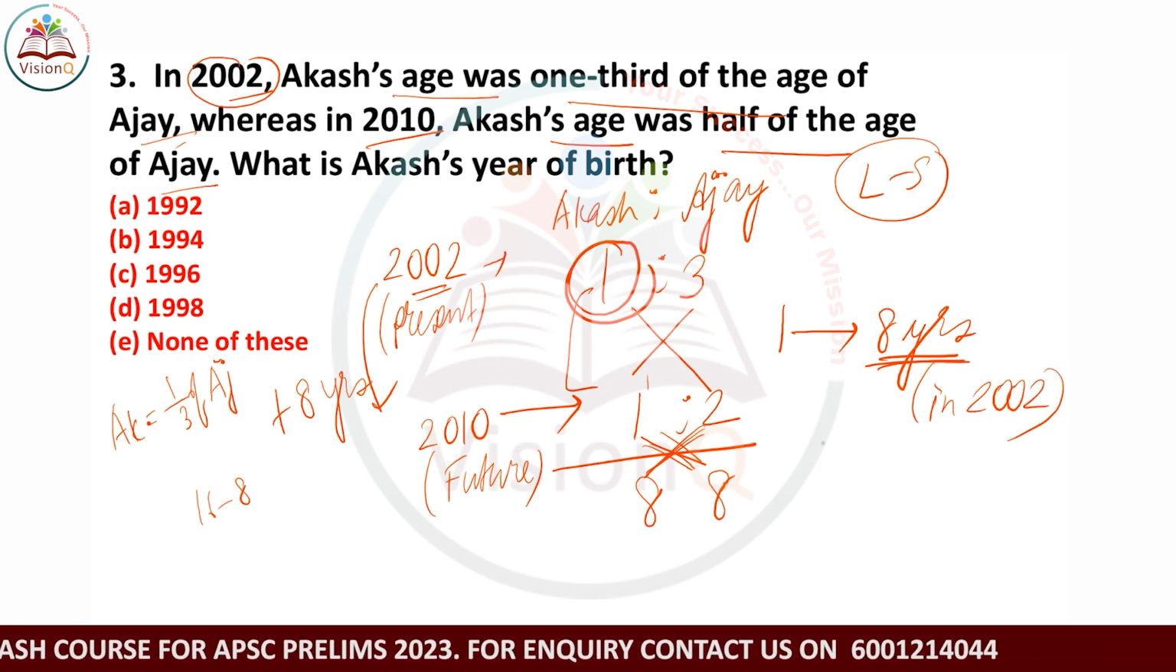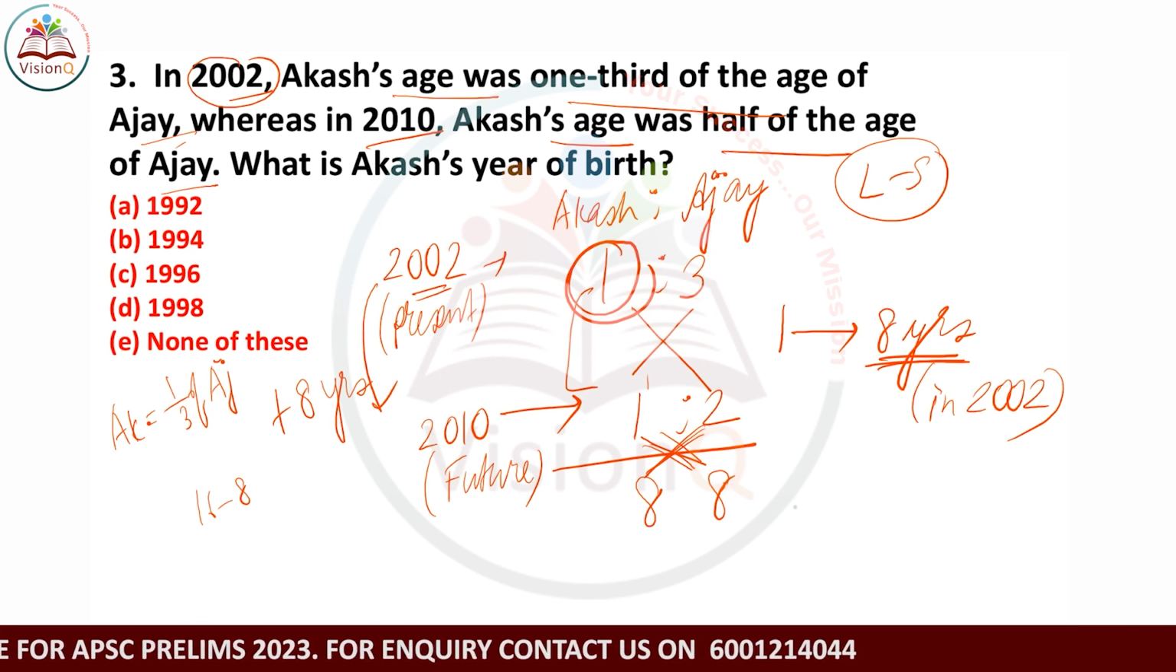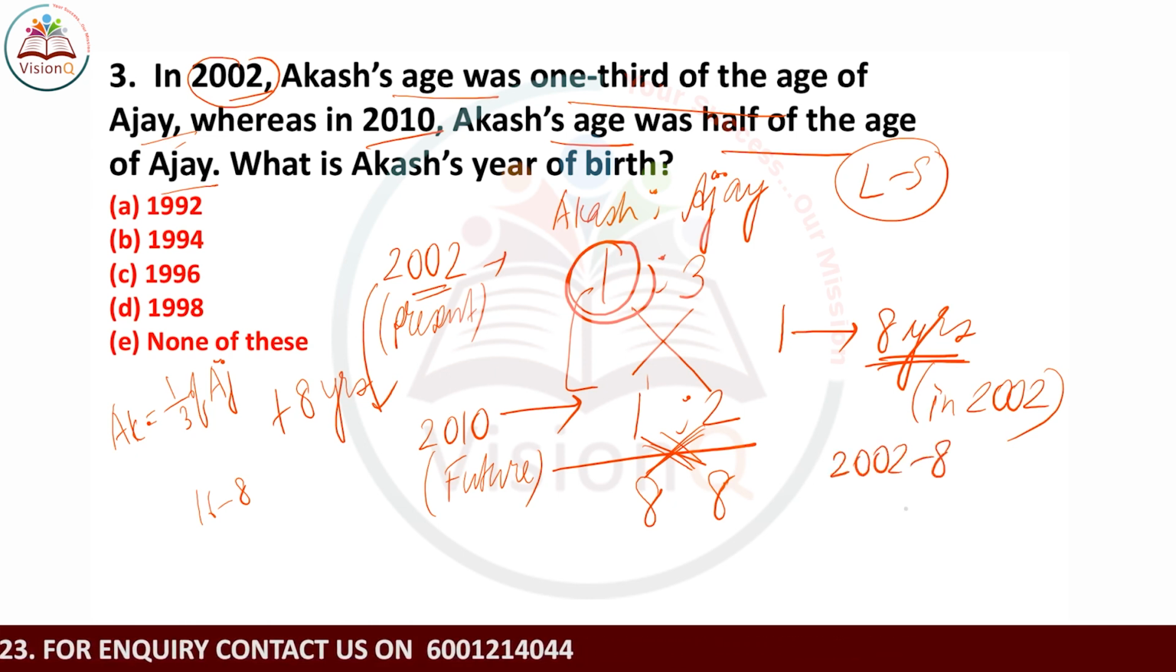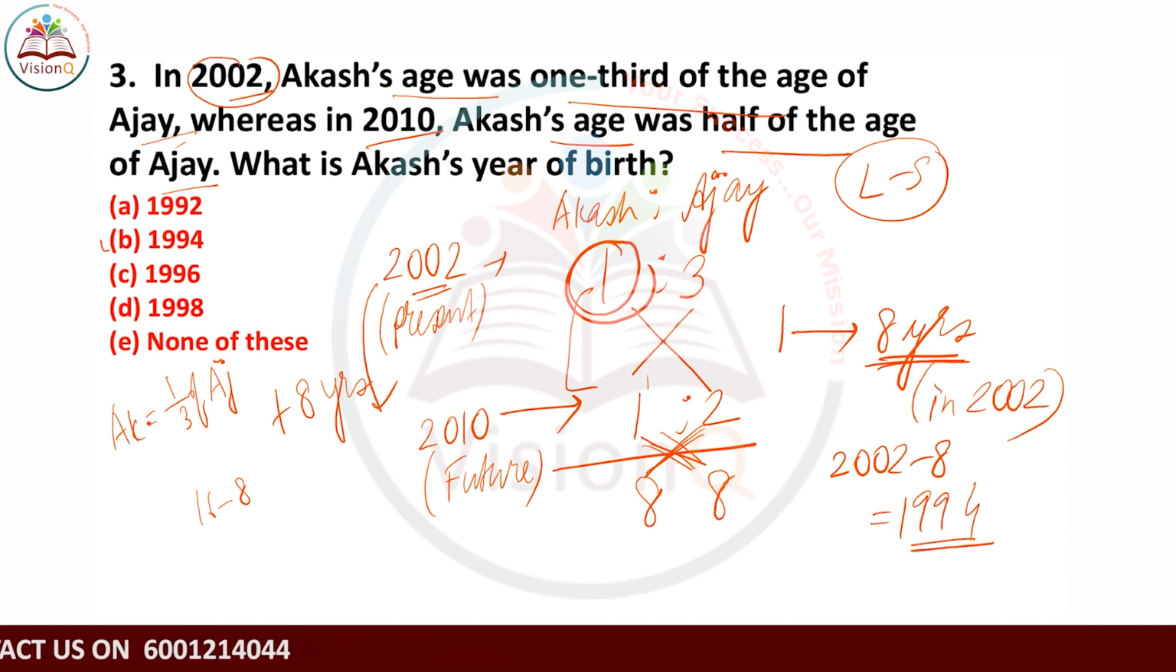So you have to find out what? The year of birth of Akash. So how to find out the year of birth? 2002 minus 8. Okay, it is how much? 1994. So the answer is option B, 1994. Okay, so in such questions, you can take anyone as present, anyone as past, anyone as future.